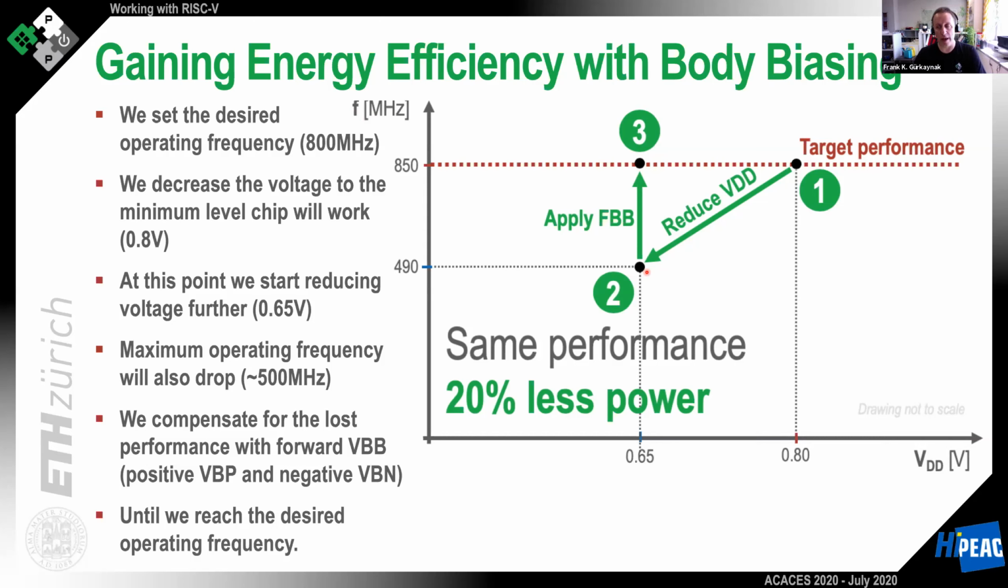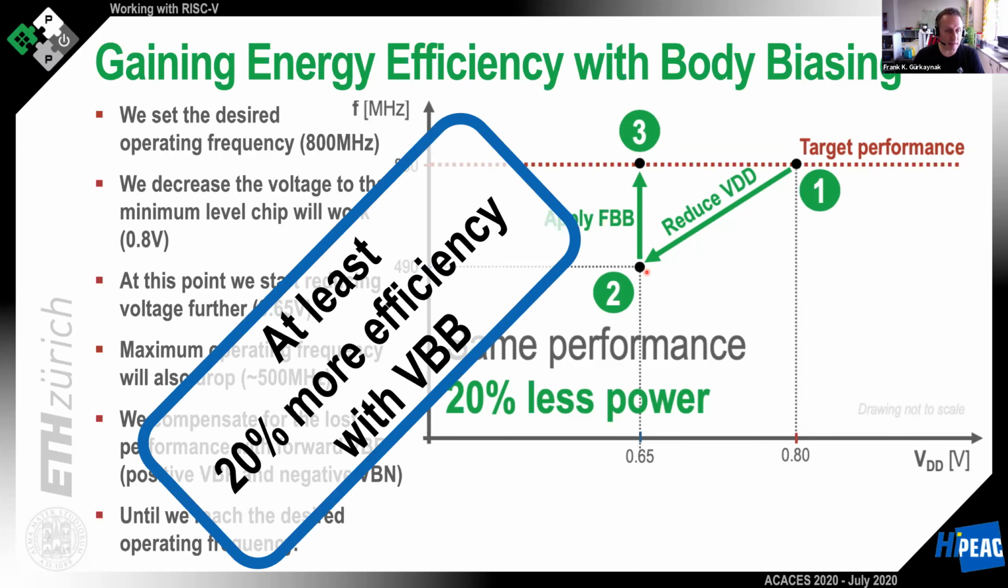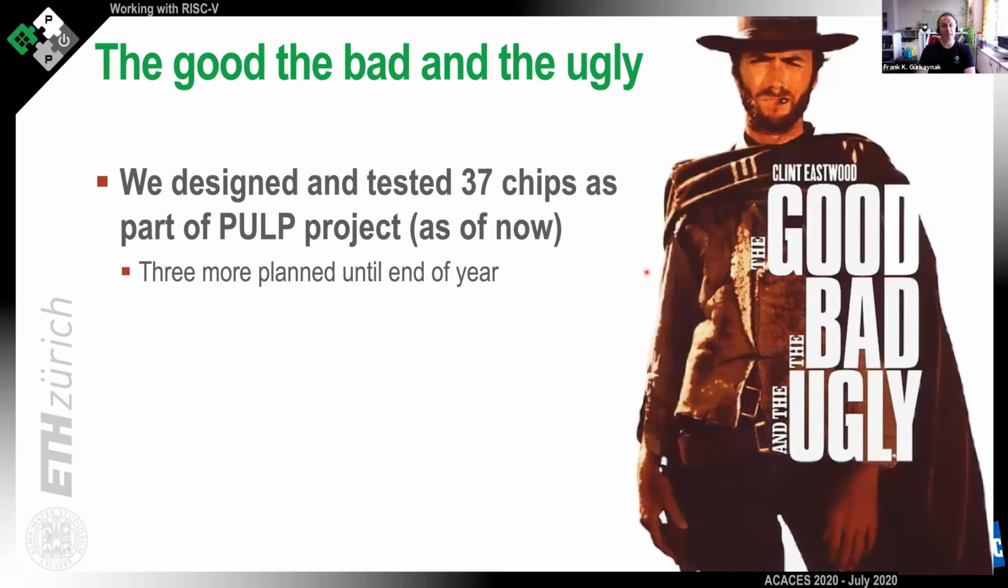This is what we were able to demonstrate, running on that board. The numbers correspond to the actual numbers that were running on that demo board. That is why you might ask why we look at 490 megahertz: because that particular chip was working at 0.65 volt at that speed. So we get at least 20% more efficiency with body biasing in this case.